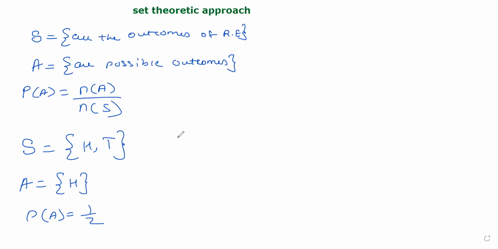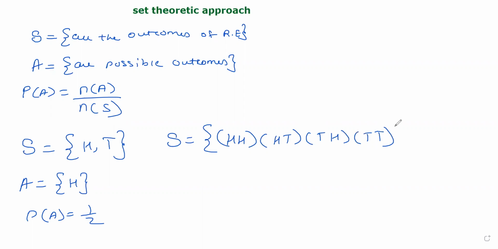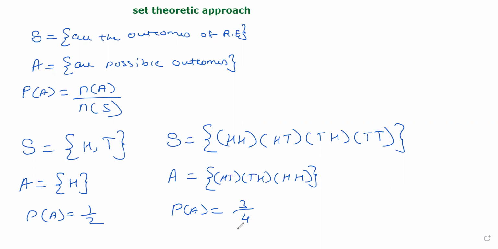Similarly, if I toss two coins, then my solution set will have head-head, head-tail, tail-head, tail-tail. And now if I want at least one head to come, A is the event that at least one head occurs. At least one head म्हणजे काय? कमीत कमी एक तरी head. म्हणजे head-tail, tail-head, head-head. So probability will be 3 by 4.